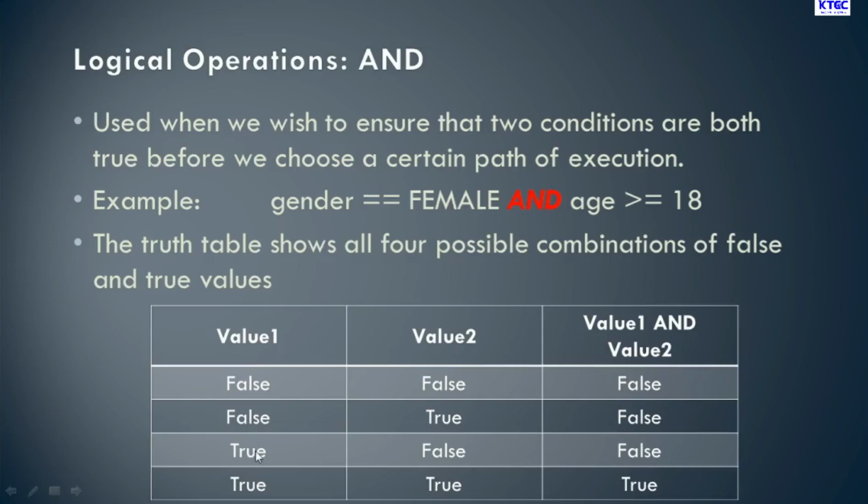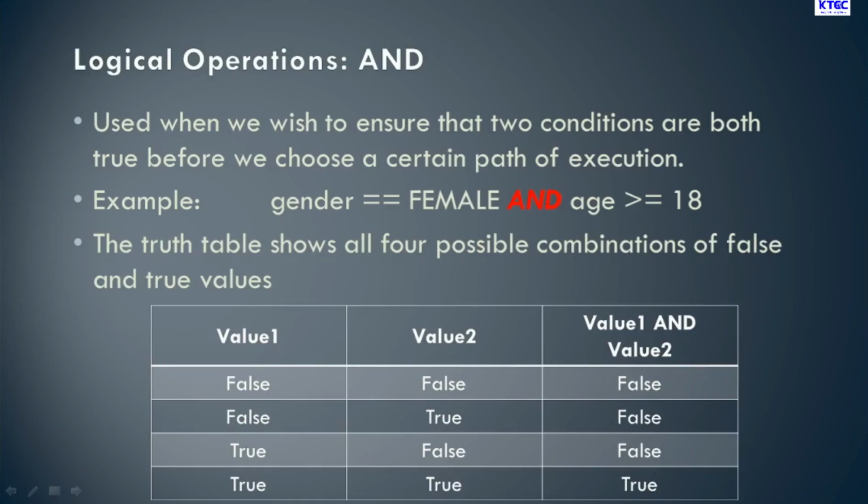The third one says true and false. True here means you are a female, so that one you have qualified for. But this other place says false. False here means you are less than 18. So the statement here is false, and for that matter, you are not qualified. Although you are a female, since you are less than 18, which is false here, you are not qualified. So true, false is false.